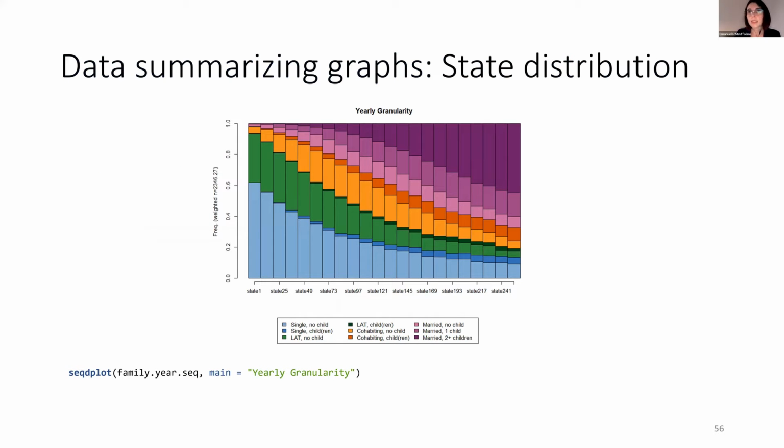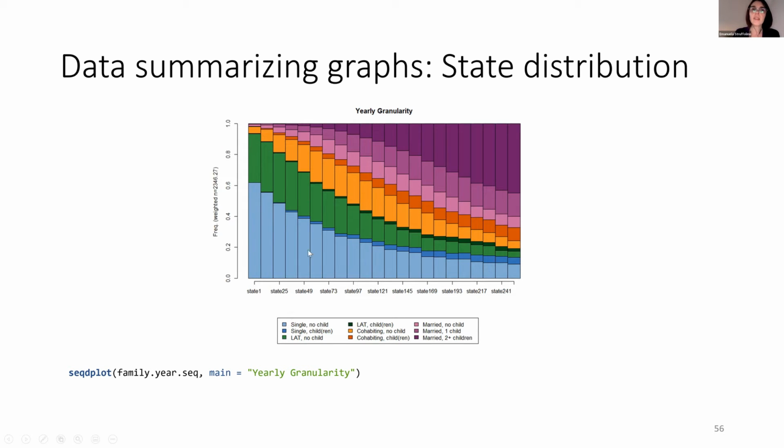Another very important summarizing graph is the state distribution graph. What does this show? It shows at each time point where individuals are in the full sample. So for age 18, represented here with state 1, we have around 60% of individuals being single, and another 30% of individuals being in an LAT without children. This graph is very interesting because it shows the relative frequencies of each state over time. So we can have a sense of where our population goes over time.